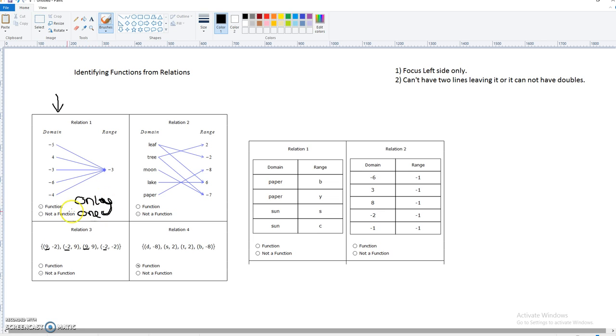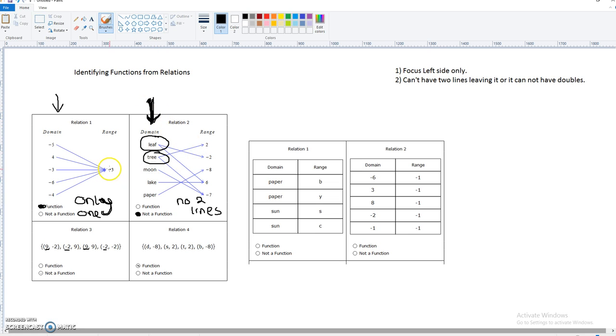Only 1. Okay, so therefore this is a function. Now if you look at this one, remember we're looking at the left side only. Notice how this one has 2 lines coming from it. Okay, and we could look down at the rest, but we can just stop here with this one. But this one also has 2 lines coming from it. So if it has doubles, it is not a function. Okay, so no 2 lines from the left side. Remember, always the left side.